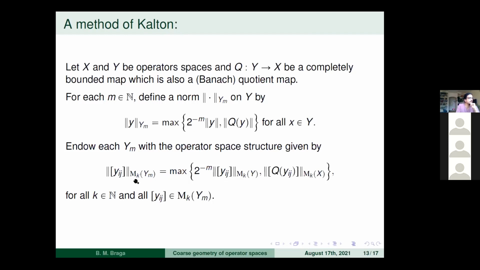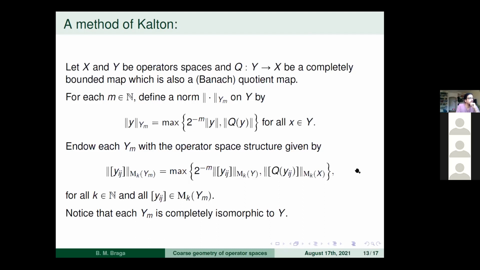This is going to give us a way to compute the norms in here. I didn't mention it, but to show that this gives rise to a nice operator space, of course, you use Ruan's theorem, but let me skip the details here. This does indeed give rise to an operator space structure on Y. So now you have this sequence of operator spaces, Y_m, and each one of them is not completely isometric, but completely isomorphic to Y.